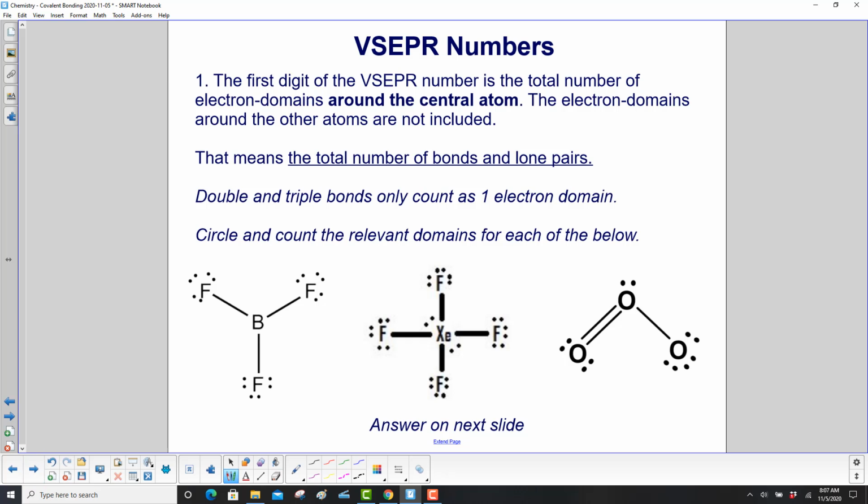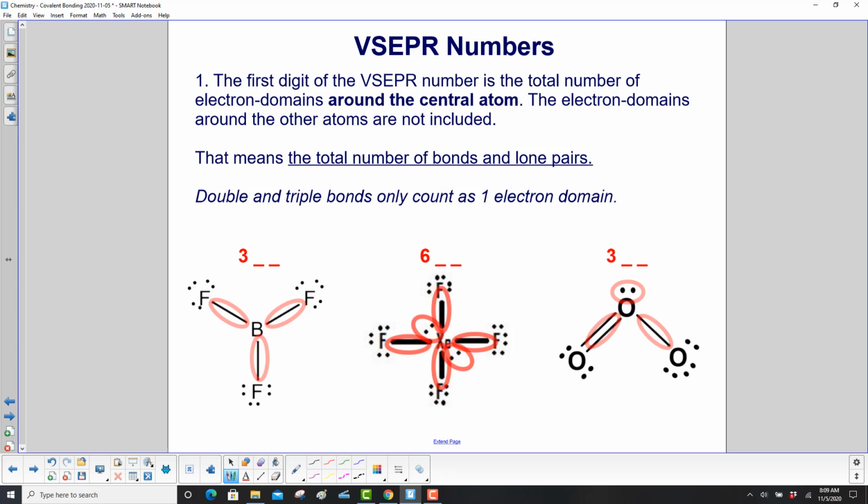The first digit of the VSEPR number is the total number of electron domains around the central atom. The electron domains around the other atoms are not included. This means the total number of bonds and lone pairs. Double and triple bonds only count as one electron domain. So here's an exercise. Circle and count the relevant domains for each of the below. Take a few seconds, pause the video if you need, and the answer will be on the next slide.